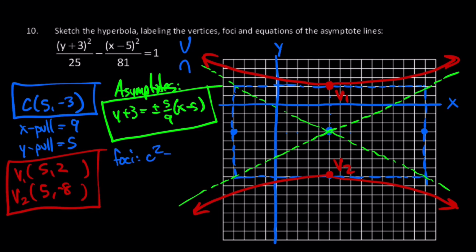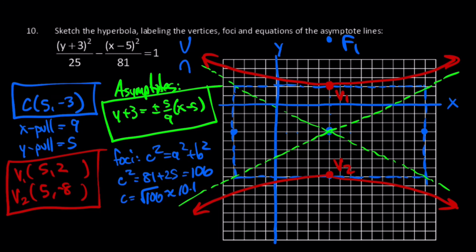And for hyperbola, c squared equals a squared plus b squared. Okay, so c squared equals 81 plus 25, that's 106. So c equals the square root of 106, which is approximately 10 point something. So to put that in my graph, I have to go up 10 point something. 1, 2, 3, 4, 5, 6, 7, 8, 9. So I'm off the graph.